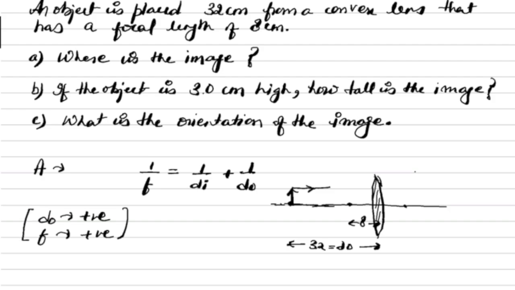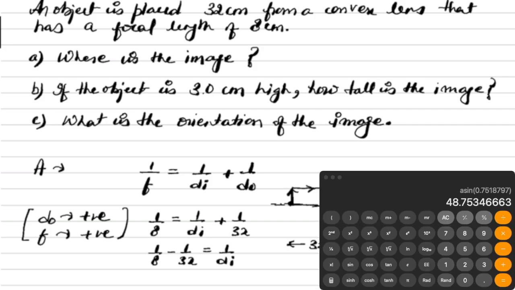Now let's find out the distance of the image. Let's find DI. So we have to calculate: 1 by F, which is 1 by 8, is equal to 1 by DI, which I need to find, plus 1 by DO, which is 1 by 32. I will take this fraction to that side, so it will be 1 by 8 minus 1 by 32. That will be the reciprocal of DI. So here I need to use my calculator. Let me bring my calculator here. So 1 by 8 minus 1 by 32, it is 0.09375.